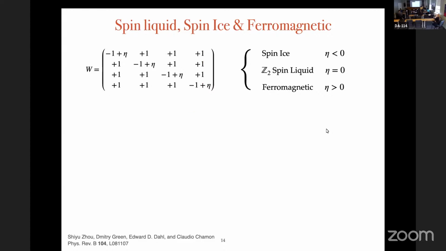But we can do more. By deforming the diagonal elements of the interaction W matrix, we can realize both spin ice and the ferromagnetic states. So eta is the amount of deformation. When eta is negative, we can realize spin ice states. When eta is 0, we recover the Z2 spin liquid state. But when eta is positive, the extreme example is when eta is equal to 2, this W matrix just becomes all plus, where we get the ferromagnetic states.